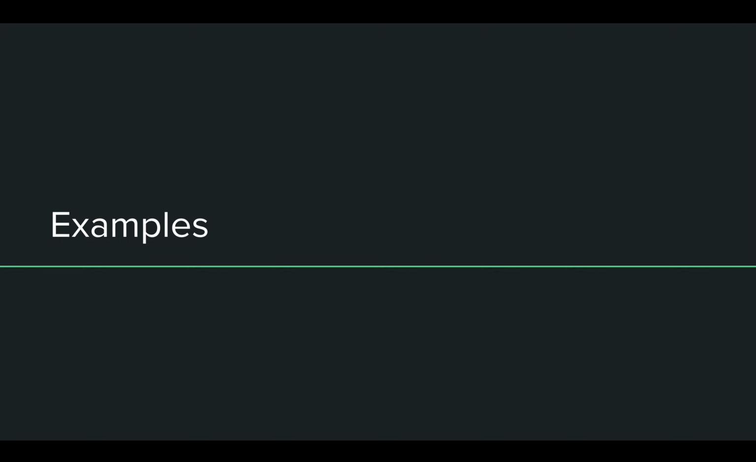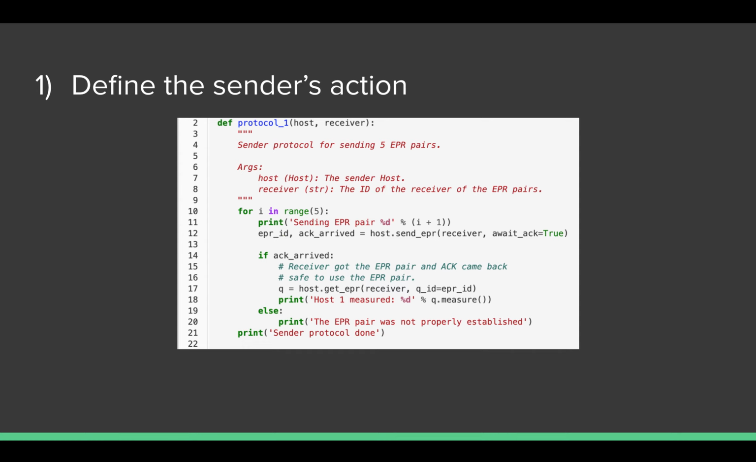So I'll just give a quick example of what QuNetSim code looks like. In this particular example, we define our first protocol for a sender. The sender protocol is sending 5 EPR pairs to a receiver. So we see in this line 12, the host is sending an EPR pair to this receiver and making sure the receiver acknowledges that the EPR pair is there.